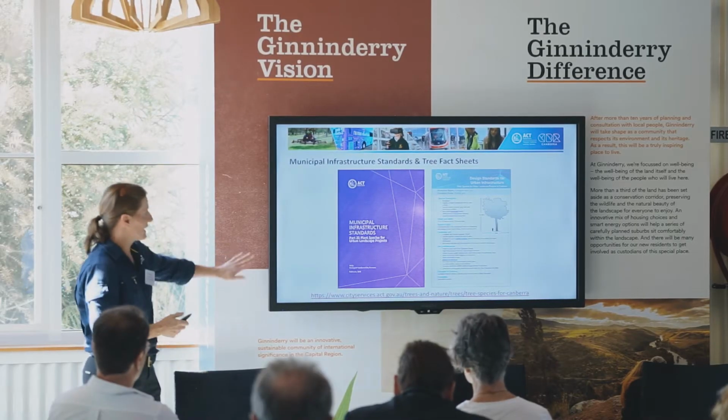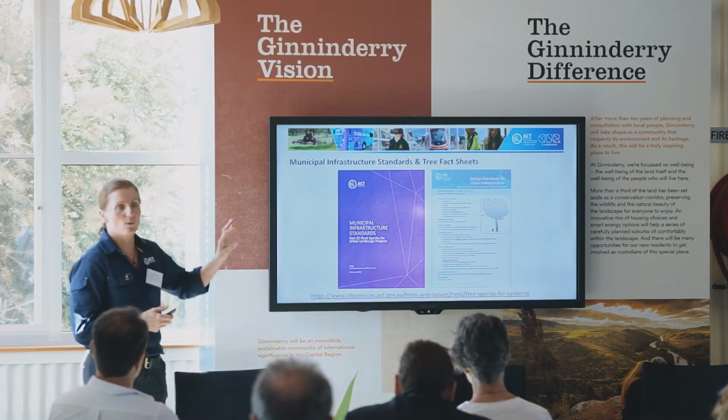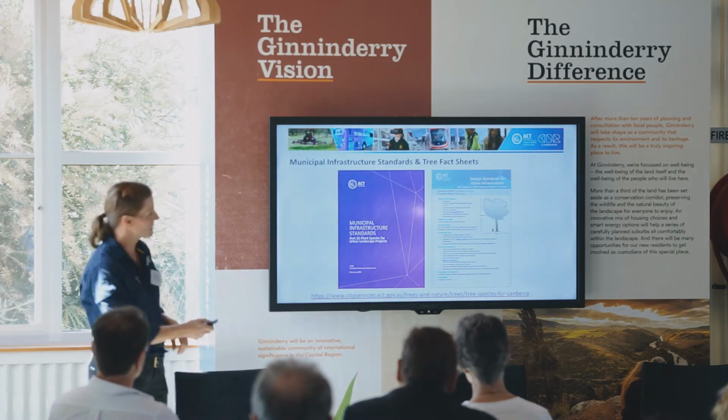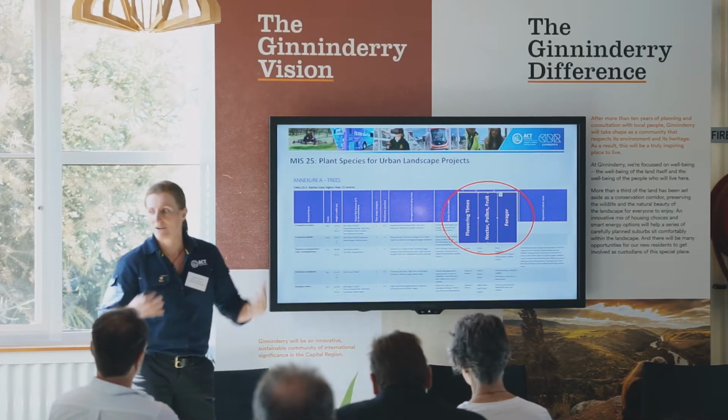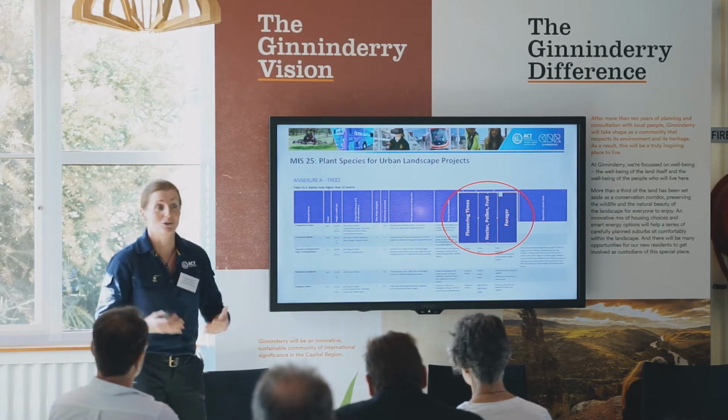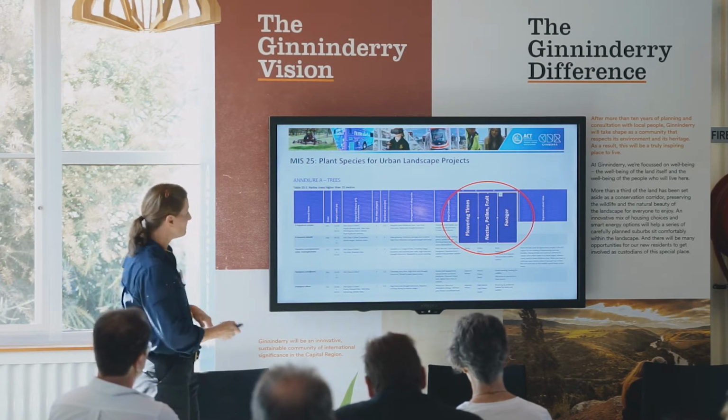The document itself has fact sheets that accompany it that give more detailed information about each tree species. Within the MIS, the information we got most recently is the flowering and the nectar, pollen, fruit and forage information for the species, along with all the other information that's provided. The other one we've just added is some Indigenous cultural notes, which really give the background of how the species have been used in the past and how you could incorporate them into your local designs.